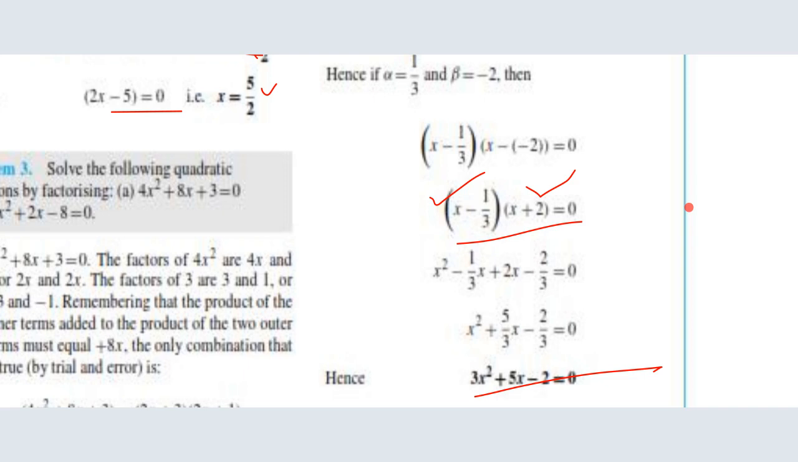So the only challenge or the trick is here. Knowing those roots, then forming brackets or the factors using the roots. So that's where the trick is. Okay, moving from there to that point.